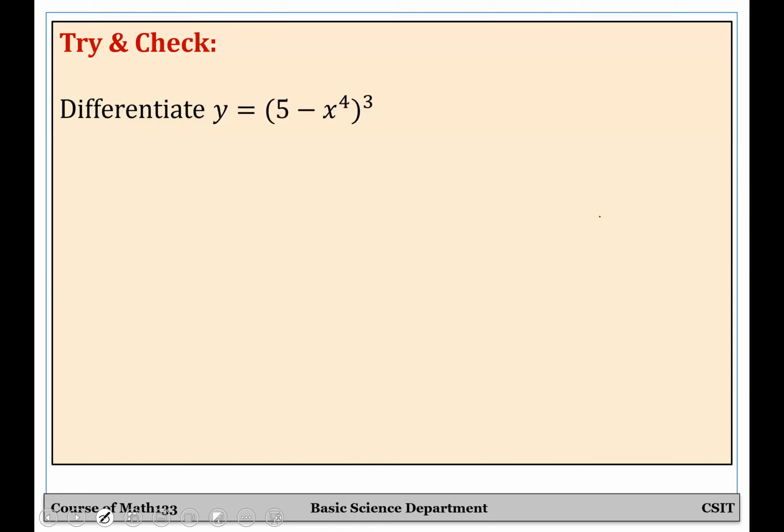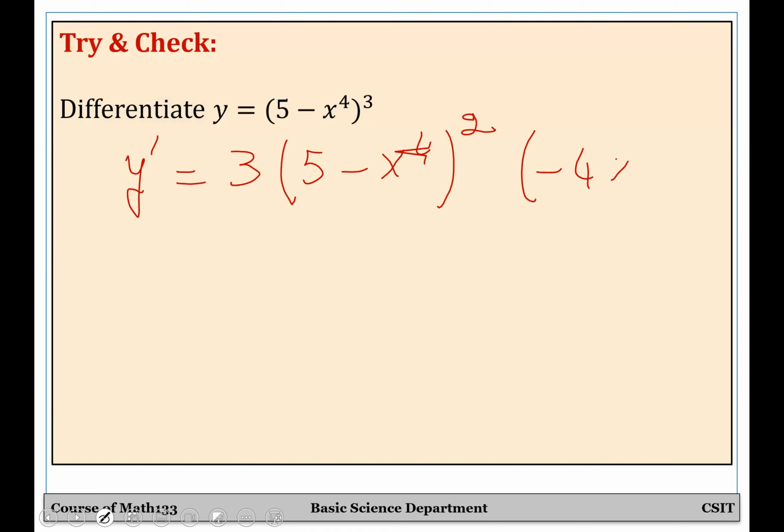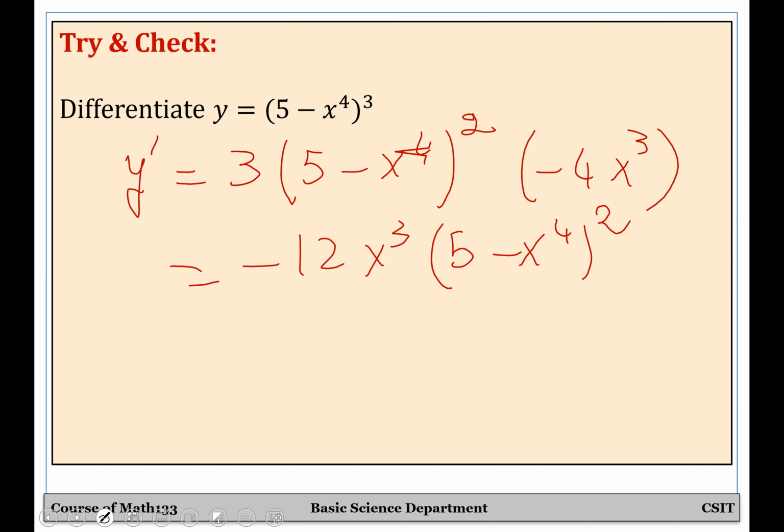The try and check example here. So y prime is equal to 3 times 5 minus x power 4, power 3 minus 1, which is 2, but times the derivative of what is inside, which is minus 4 x cubed in abstract form. So it's minus 12 x cubed times 5 minus x power 4, power 2.